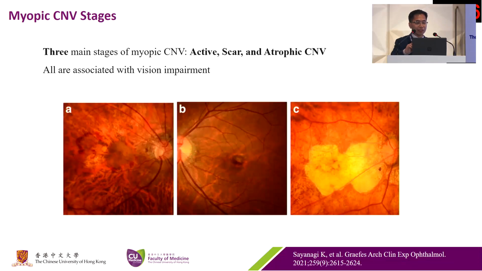There are 3 main stages of myopic CNV, from active with some subretinal hemorrhages to the scarring stage, that is the Fuchs spot, and also the atrophic CNV, all are associated with vision impairment.